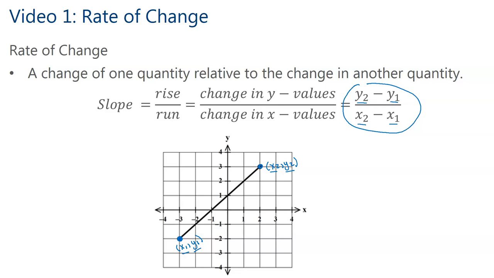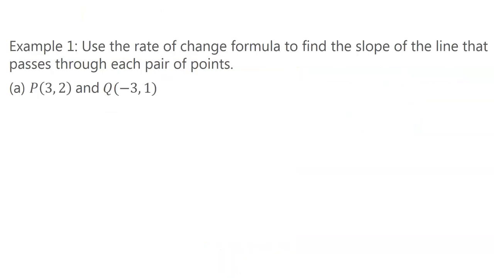So let's use this formula now in an example. Here I have 2 points P and Q, and I have to use the rate of change formula to find the slope of the line that passes through these points. So I'll start by writing out the formula. Slope is y2 minus y1 divided by x2 minus x1. Now I'm going to label the first point here x1, y1, and the second point x2, y2.